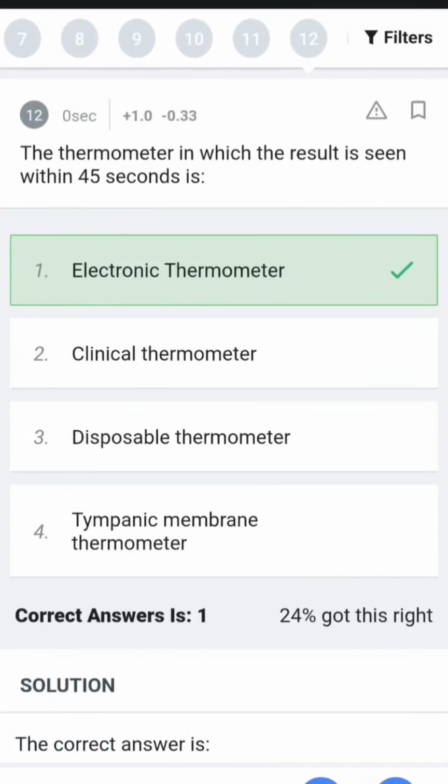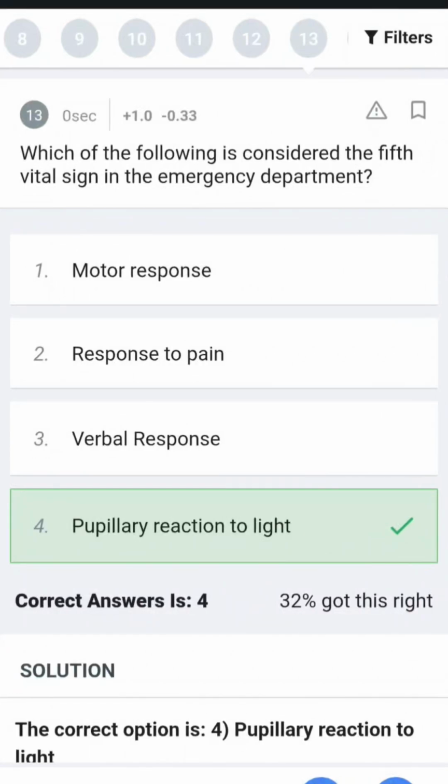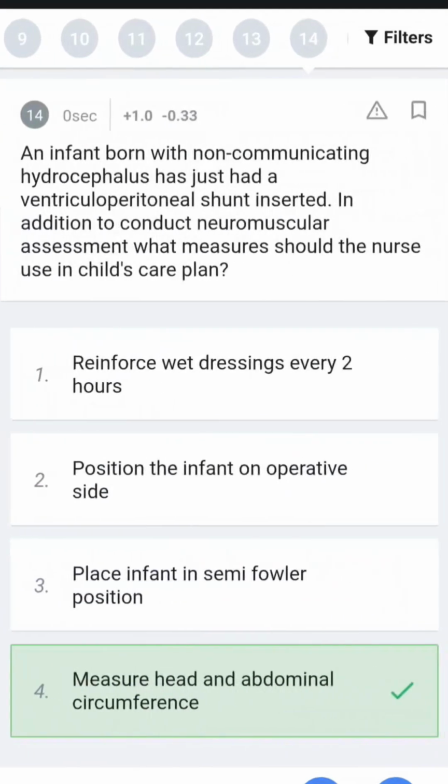Question number 12. The thermometer in which the result is seen within 45 seconds is. Correct option first is correct, electronic thermometer. Question number 13. Which of the following is considered the 5th vital sign in the emergency department? Correct option 4, pupillary reaction to light.